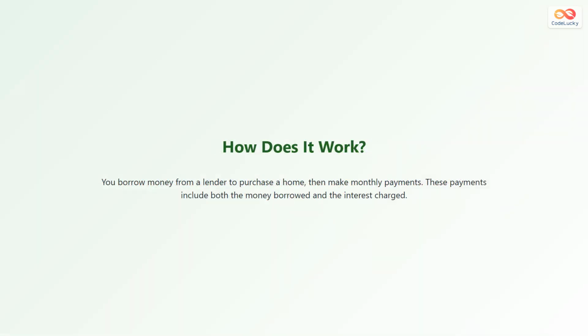When you get a mortgage loan, the lender provides you with a set amount of money to purchase your home. You agree to repay this loan in monthly installments, which include paying back the money borrowed plus interest. Interest is the cost the lender charges you for borrowing the money.